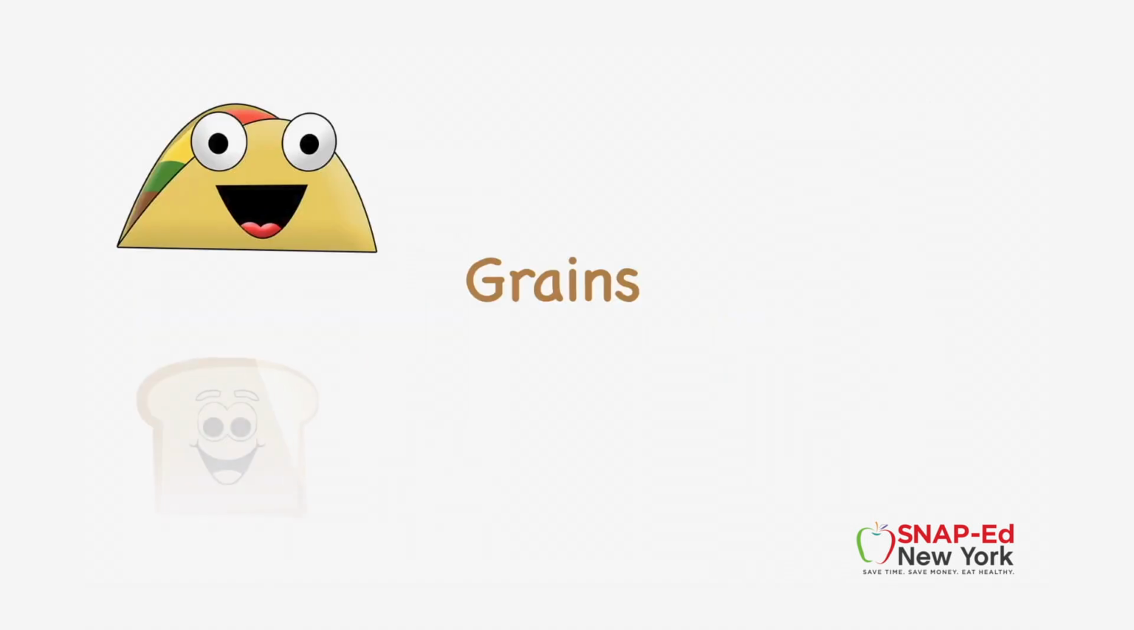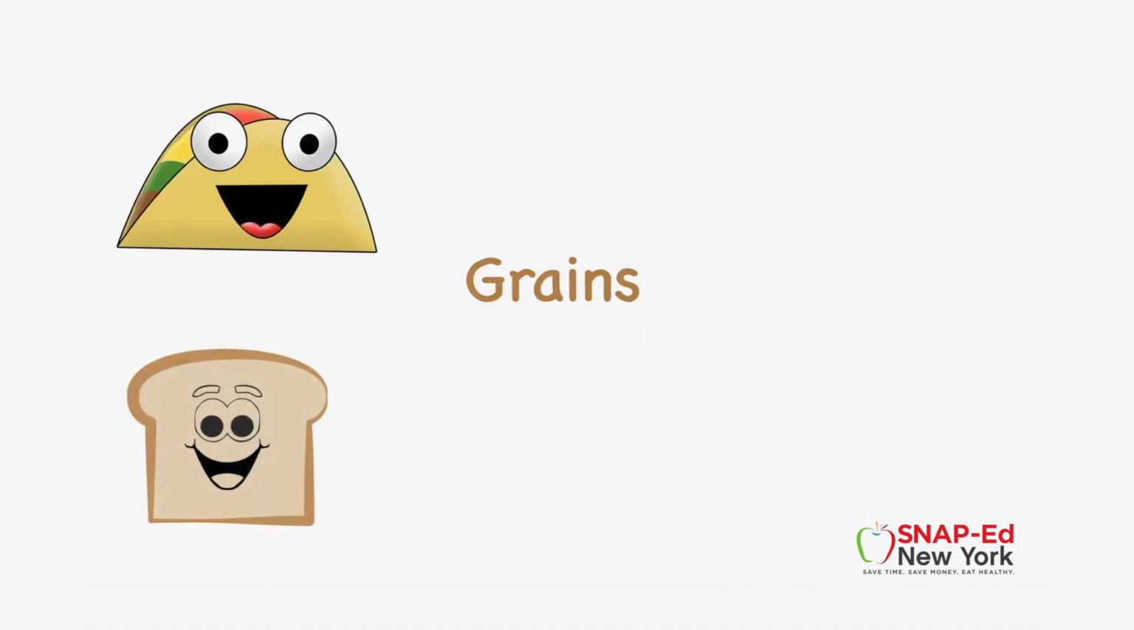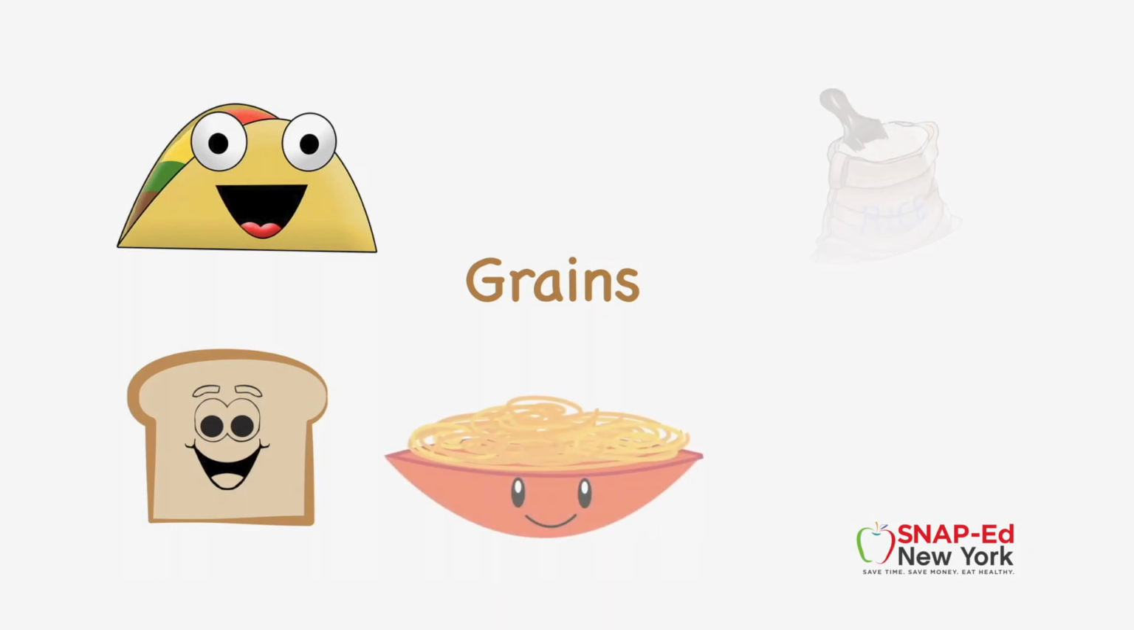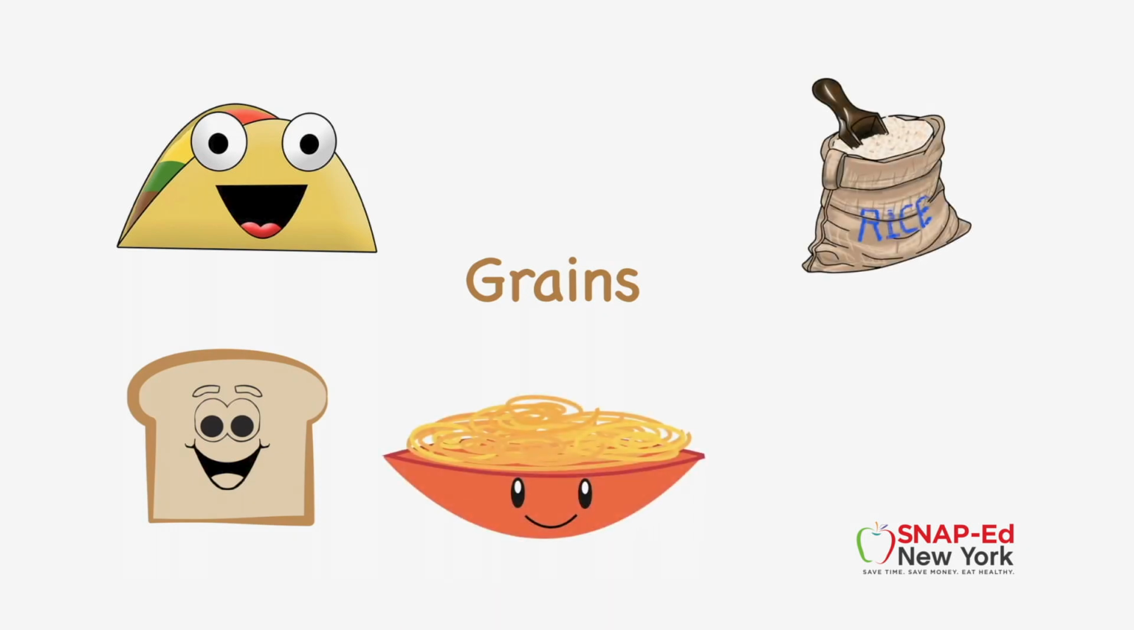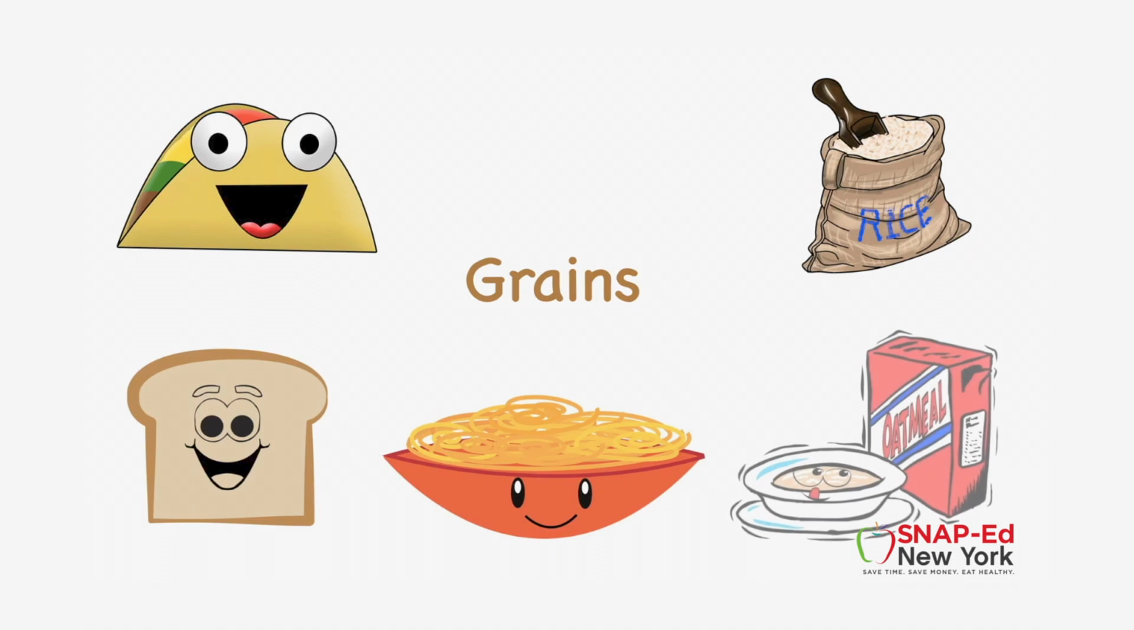Now let's talk about these awesome whole grains. These include 100% whole wheat bread, brown rice, oatmeal, popcorn, whole wheat tortillas, and whole grain cereal. You want to make half of the grains that you eat these awesome whole grain foods.